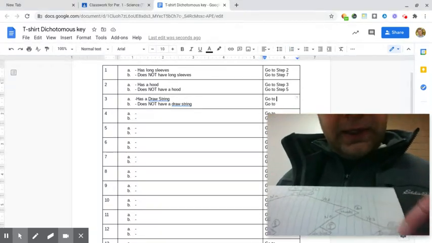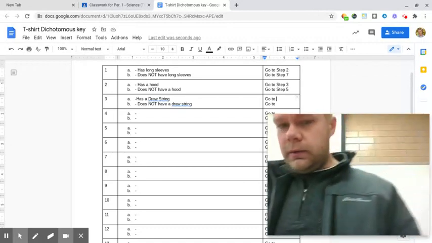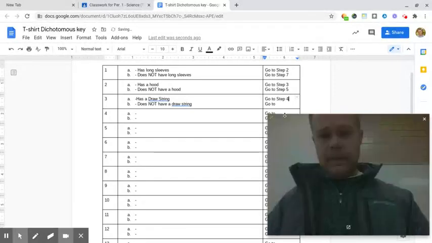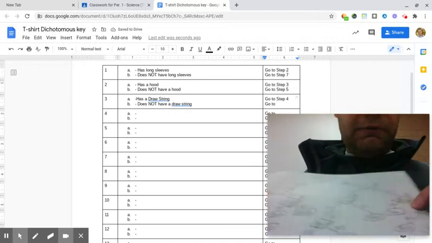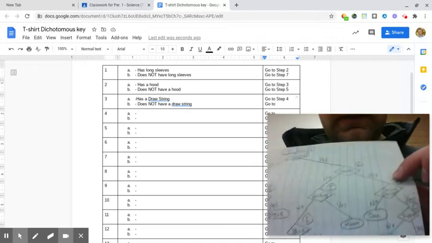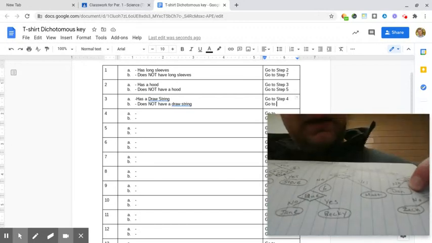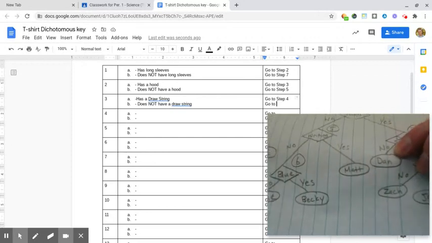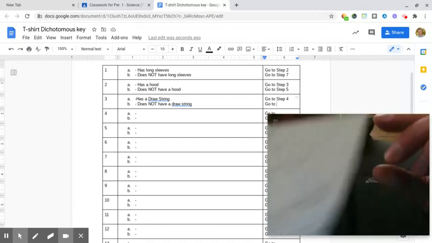So for number 3, has a drawstring, yes, you would say go to step 4. Does not have a drawstring. This is where it's going to be different. Does not have a drawstring, that's where you get to Dan. Dan had a shirt that had long sleeves, had a hood, but did not have drawstrings. And then he was in a group by himself. So in this case, instead of saying go to, you're going to put the person's name.